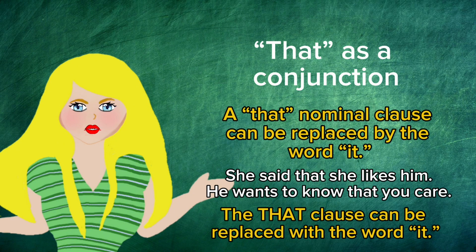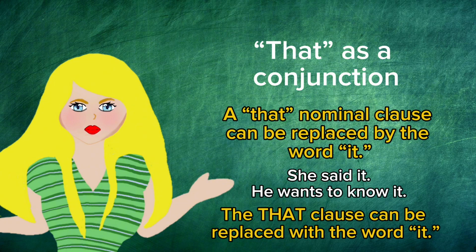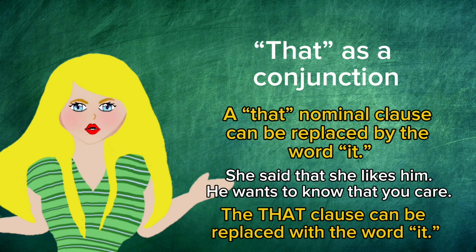Let's check. She said what? She said that she likes him. Let's try to replace it with the word "it" to see if this sentence makes sense grammatically. She said what? She said it. That does make sense grammatically, so this is a nominal clause. That tells us the sentence structure is correct. Let's try the second one. He wants to know what? He wants to know that you care. Again, we can replace this with "it." He wants to know it. This makes sense grammatically. These clauses can be replaced with the word "it," so we know that they work.